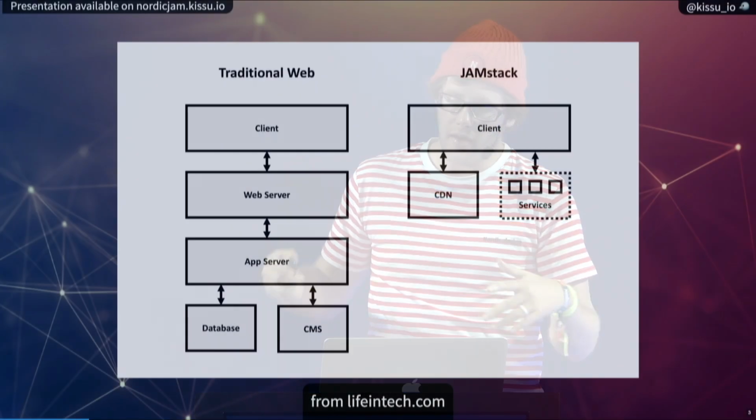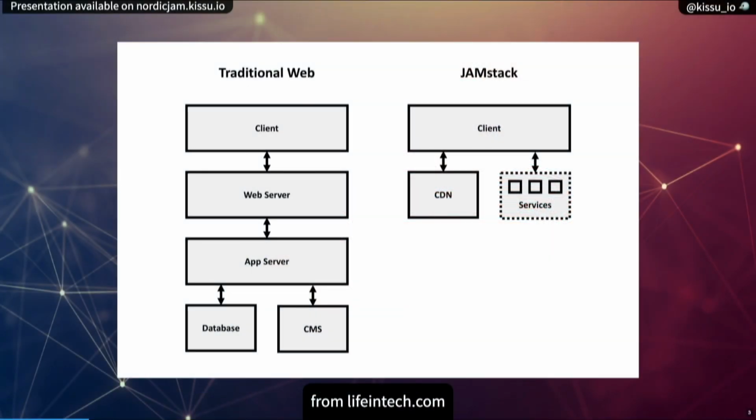And today I want to talk to you about the Jamstack. It stands for JavaScript, API, and Markup. Your usual stack is used by a client calling the web server, then calling the app server, getting some transaction with the database and the CMS, and getting it back to the client. So it will imply some latencies.